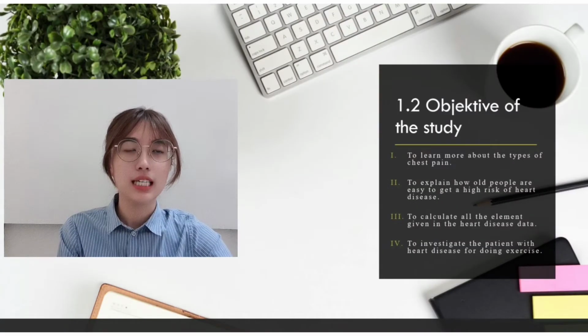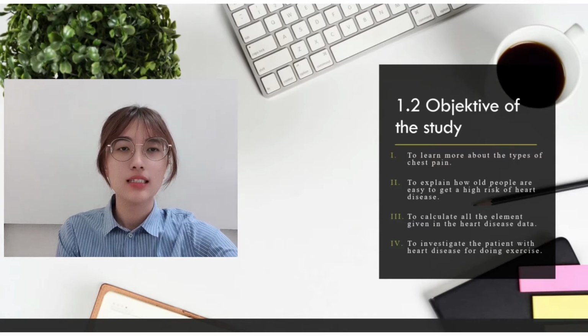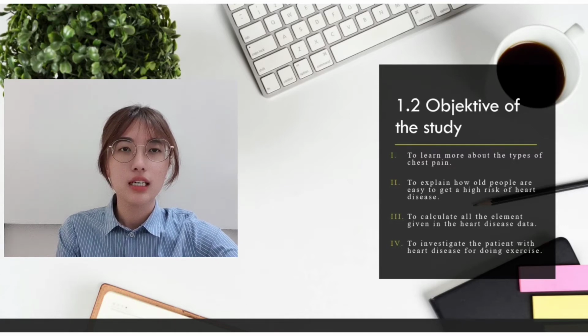The objectives of the study are, first, to learn more about the types of transplant. Second, to explain how all people are easily at high risk of heart disease. Third, to calculate all the elements given in the heart disease data. Fourth, to investigate exercise in patients with heart disease.